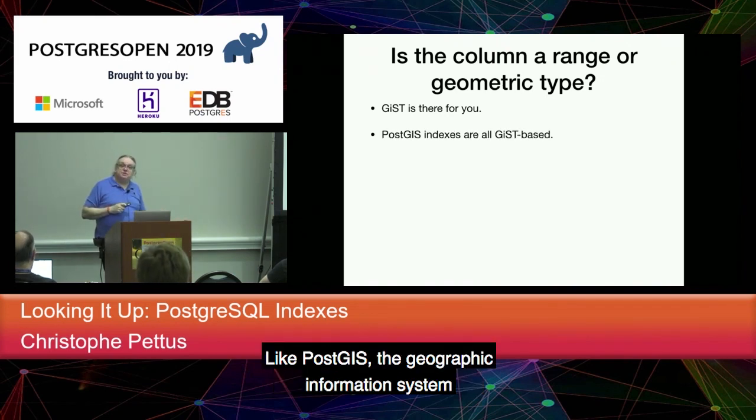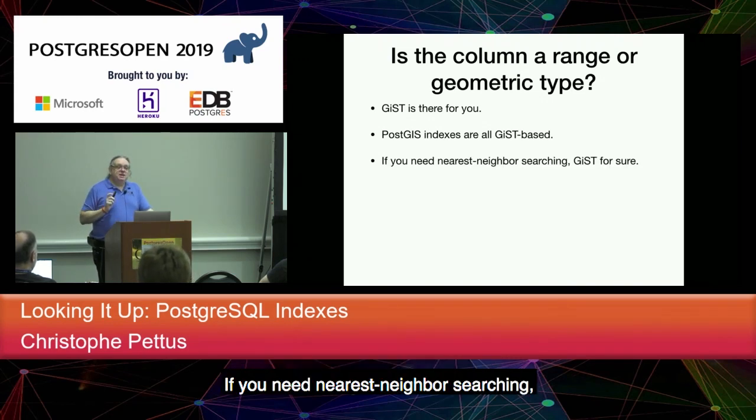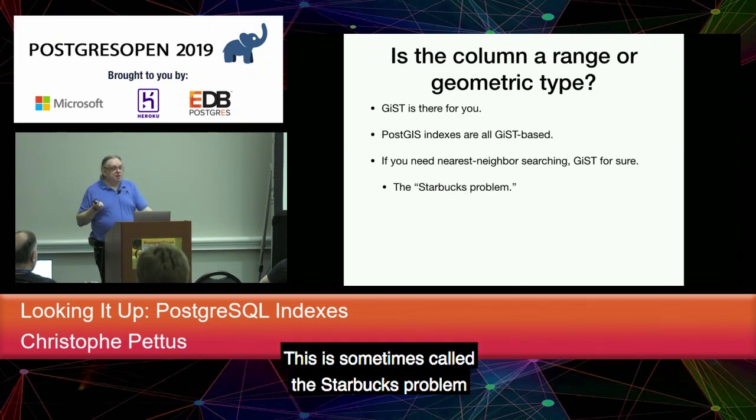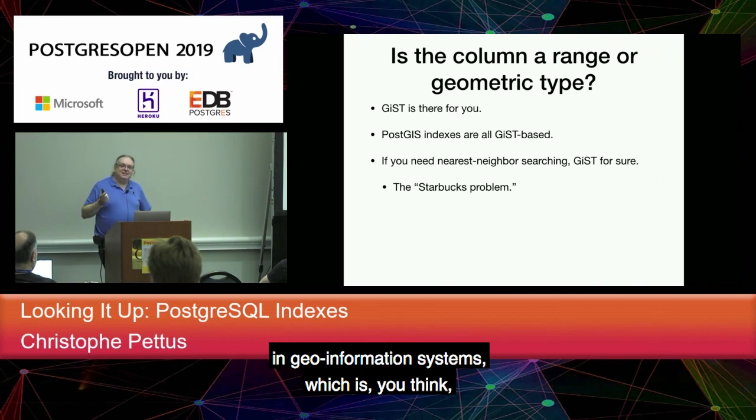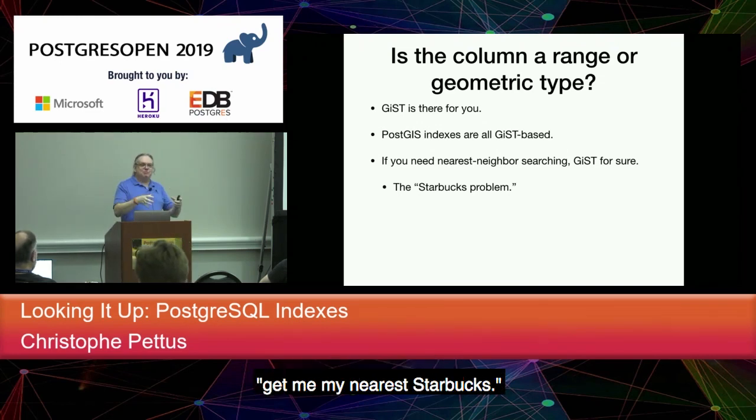Like PostGIS, the Geographic Information System extension for Postgres. These are all GiST-based. If you need nearest neighbor searching, you want to use GiST for sure. This is what's sometimes called the Starbucks problem in geoinformation systems. You think, what is the use case for a geometric? It's get me my nearest Starbucks. But if all you have is containment, this is actually a really hard problem.